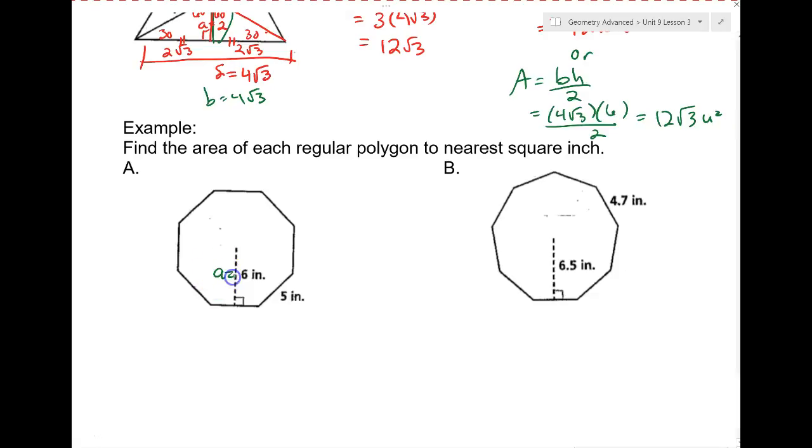On this first one, guys, what's your apothem? 6 inches. What's your side length? 5. Do I have everything I need to solve for the area of this? Yeah, because remember my area formula is apothem times perimeter over 2. Well, your apothem is 6. What's your perimeter on this one? Isn't it 40? Isn't it 8 times 5, guys? That's 40 inches. So now I have to just plug it in. 6 times 40 all over 2.